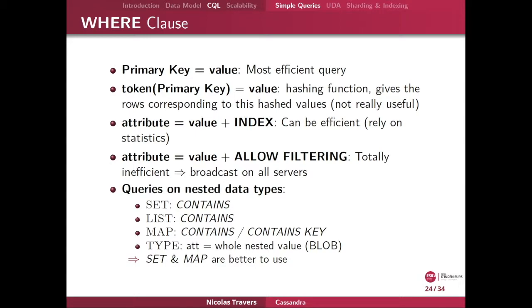So according to this part, according to the where clause, it's better to use set and map in order to query information that is nested. But if you want to project information, use the type data model.